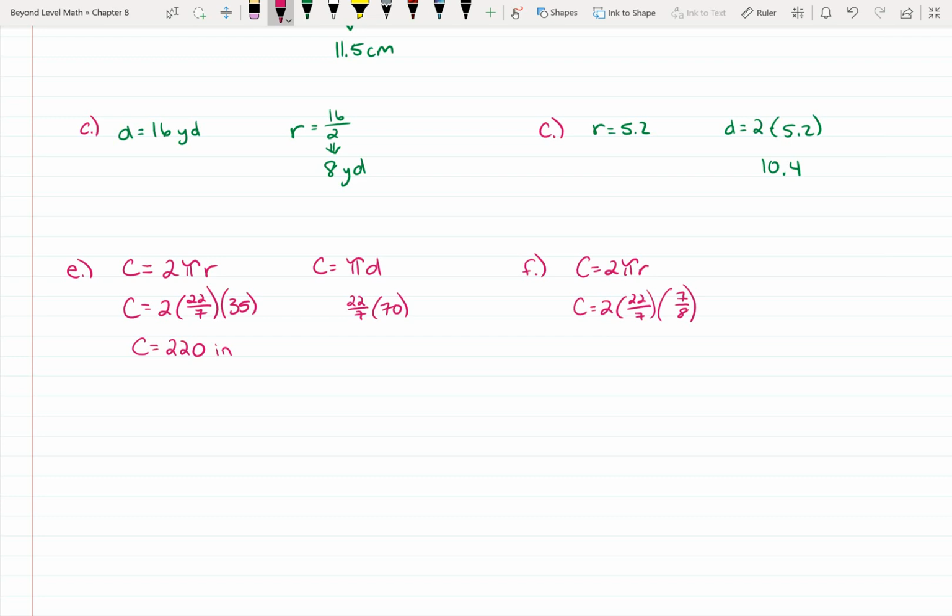So in your calculator, I'm going to do 2, parentheses, 22 divided by 7, close parentheses, open parentheses, 7 divided by 8, close parentheses, and we should get 5.5 or 5 1/2. C equals 5 1/2. Because everything else is in fraction form, I'm going to keep it in fraction form, so 5 1/2 feet is our final answer.